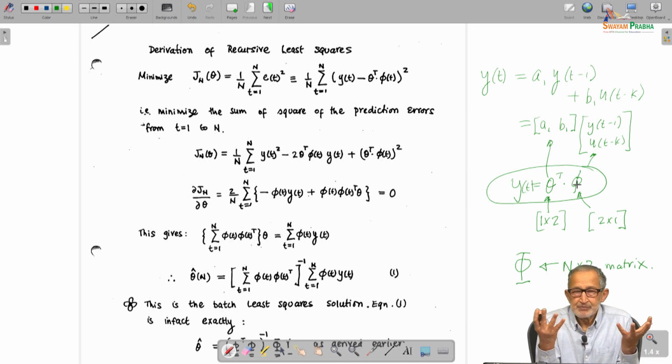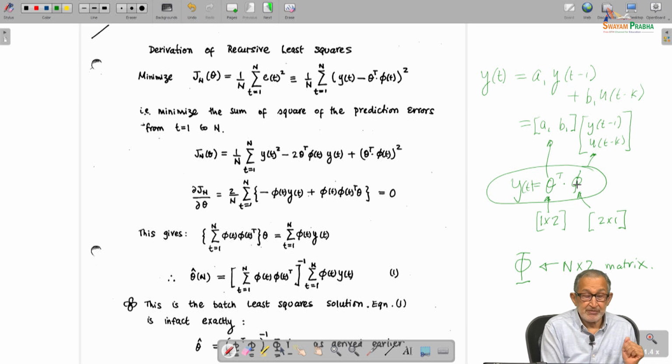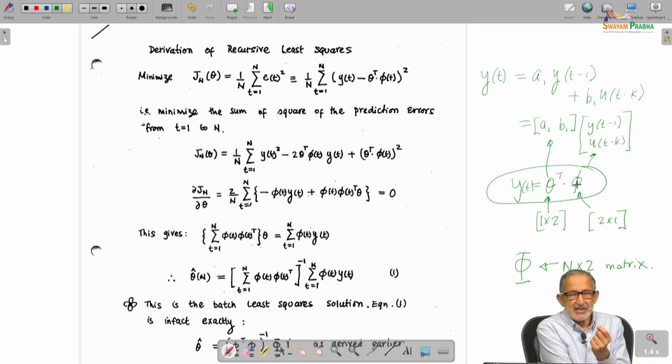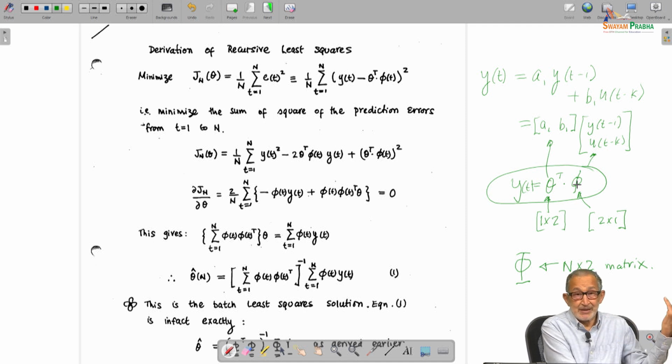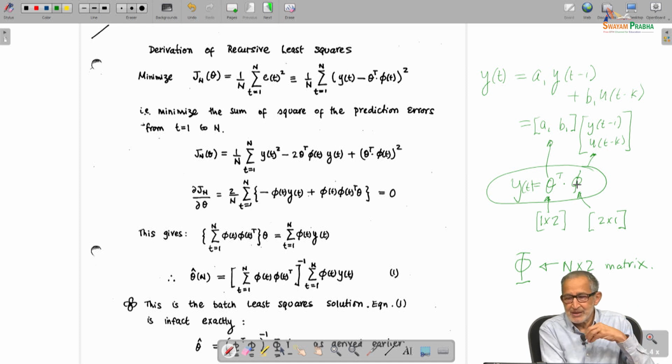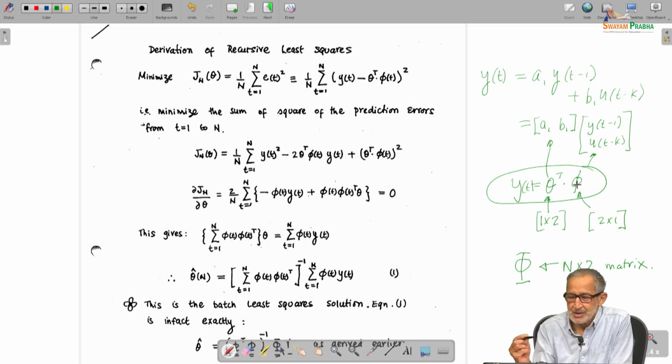So let's say we have n observations. N is a large number. In other words, we have recorded y at time t, t plus 1, t plus 2, all the way up to t plus n. N can be thousands and thousands of variables. Given all of this data, and also we've recorded the input values, can we estimate the parameter coefficients a1 and b1?